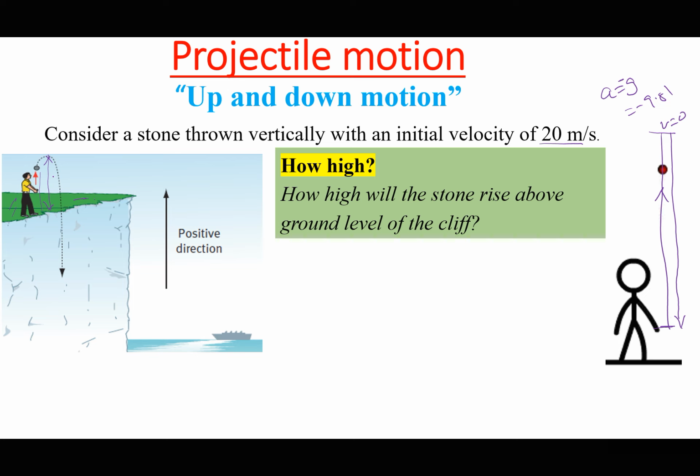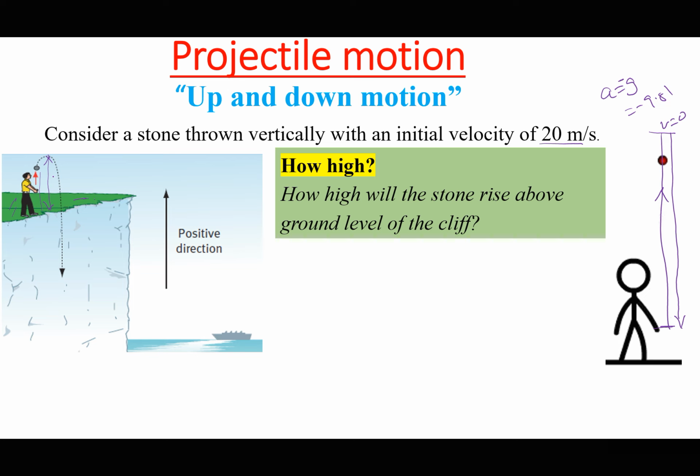So how high does the stone rise? As the stone rises upwards, it moves more and more slowly. In other words, it decelerates. As the stone goes against gravity, it moves more and more slowly. So we say it decelerates. It slows down in that case. So if it slows down, then how high does it go?